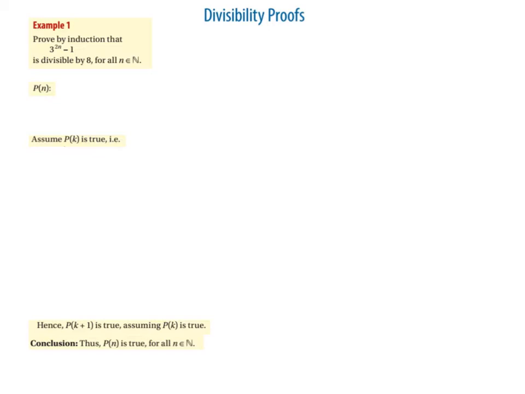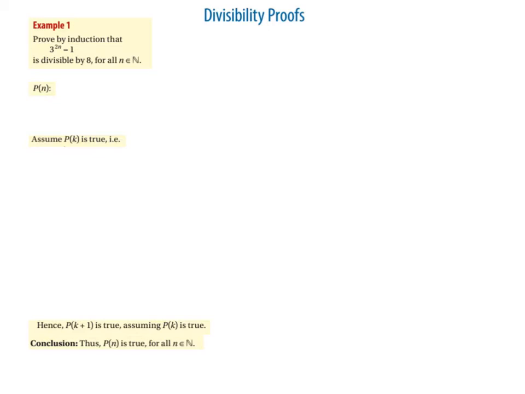We write it in terms of P of n. We assume P of k is true. We then test P of k plus 1. And then once it's all done and we've proven that that is the linkage, remember with the dominoes, that we proved that we got the link from one domino to another, we can then say that our original idea is true.